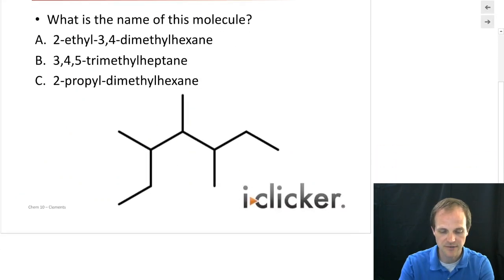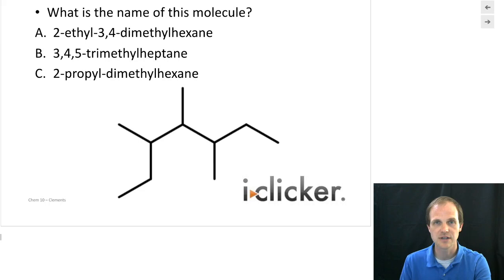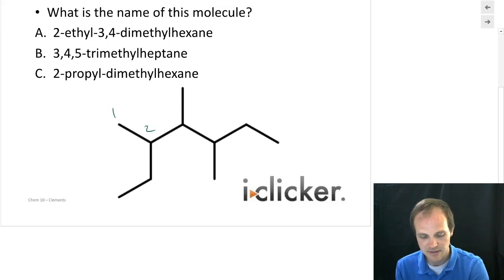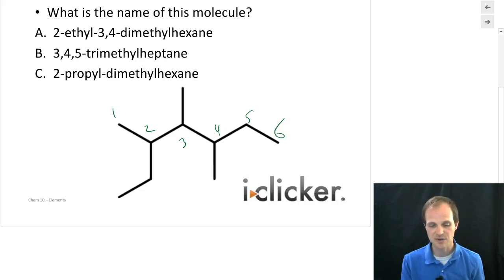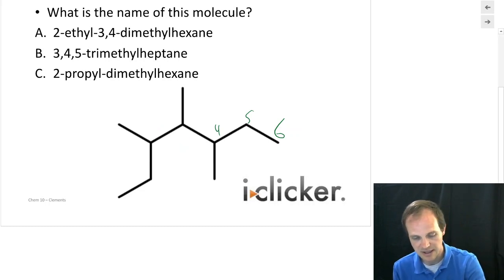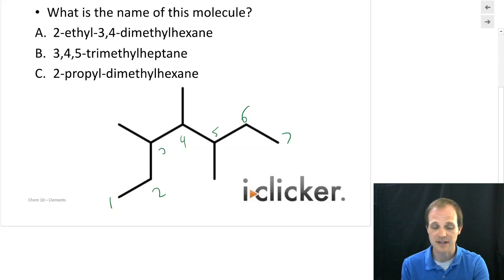Here's your chance to try to find the name of a molecule. So give yourself a moment, pause, look at that structure, and see what name you can come up with. All right. It's very tempting on this one to do what we've always done and just go right across and say it's some sort of hexane, in which case you might have gotten either A or C. However, if we're a little bit more careful, we could do 1, 2, 3, 4, 5, 6, 7, and we would have found that it is actually some sort of heptane molecule.